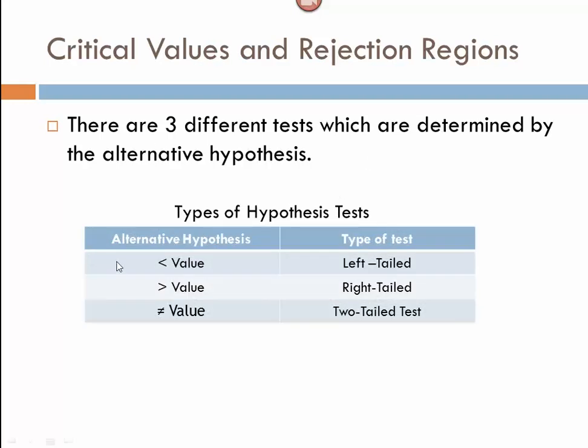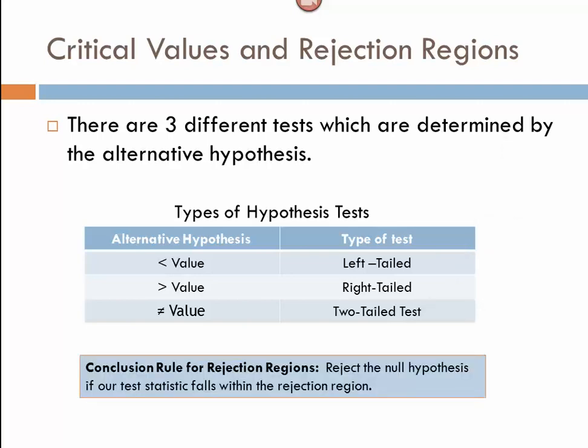If our alternative hypothesis has a less than value, we are performing a left-tailed test. If it's a greater than value, we're going to be performing a right-tailed test. If it's a not equal to value, we are performing a two-tailed test. The tails in this case represent the area of my significance level. And we also can call this area the rejection region.